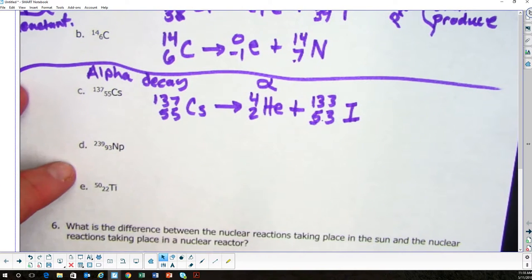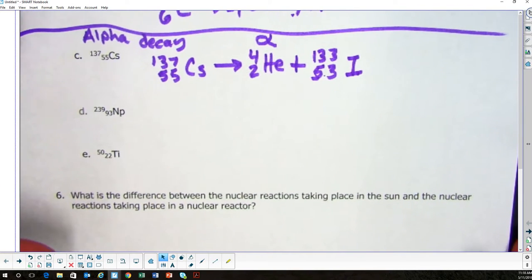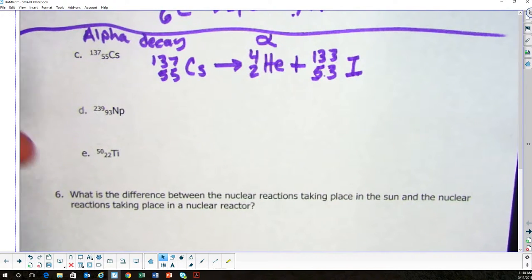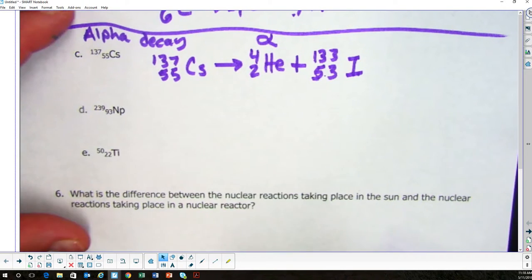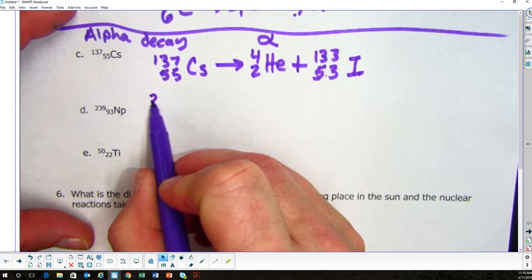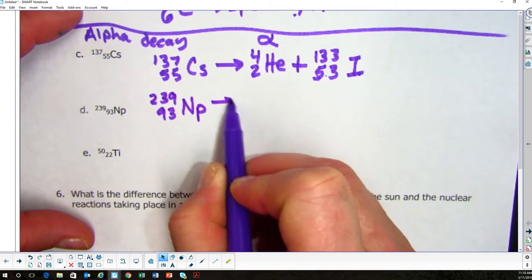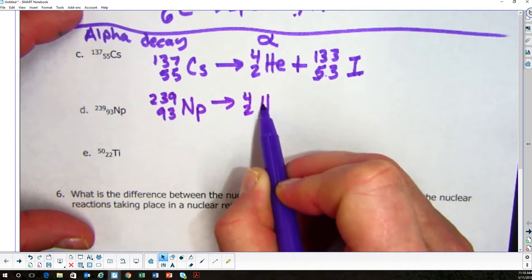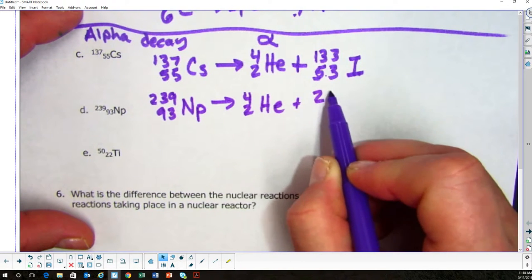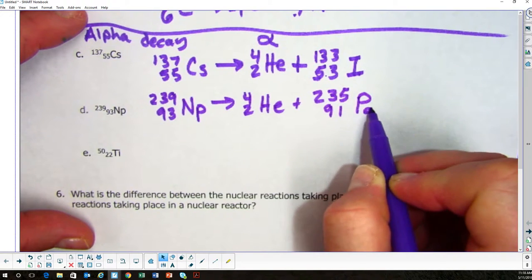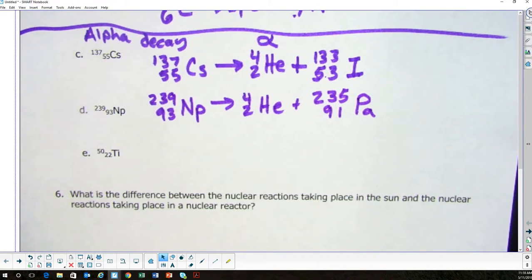Okay, I want you to do D as an alpha decay. Do not do E. Wait, I'm going to do gamma decay. We're going to do a different thing. Alpha is always He. I'll know you're done when you look up at me.